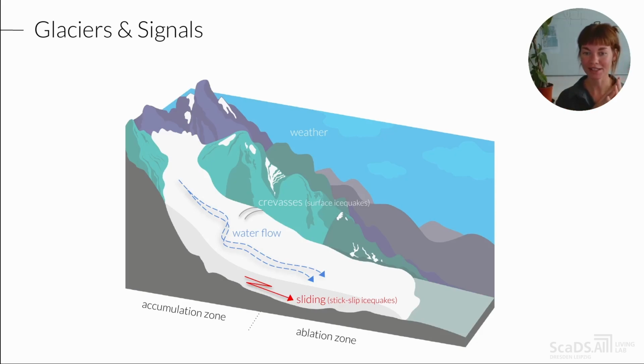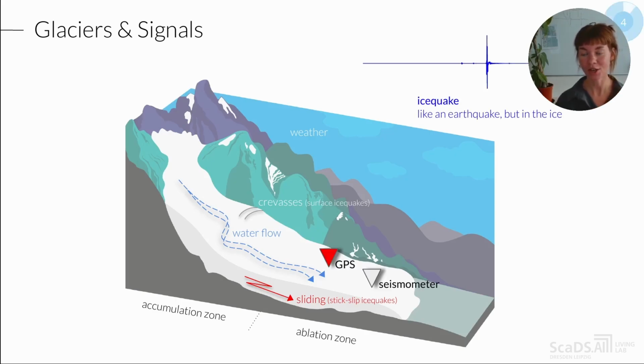And we call this stick-slip sliding, or so-called stick-slip ice quakes in seismology, which is basically like an earthquake, but in the ice, generated by the movement of the ice itself. Okay, and we can measure those signals, as you can see here on the upper right, these impulsive icequake signals using seismometers in the field.